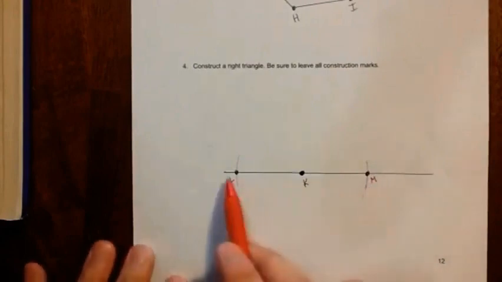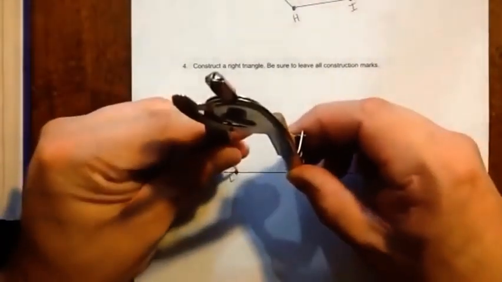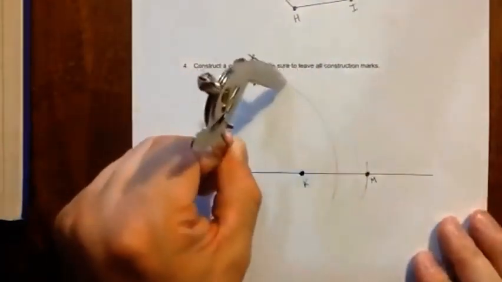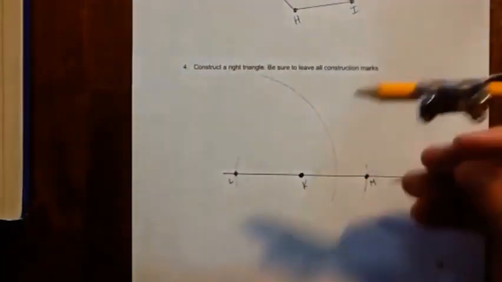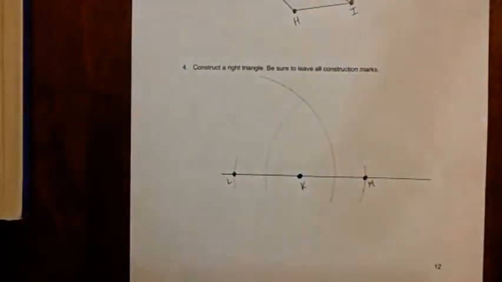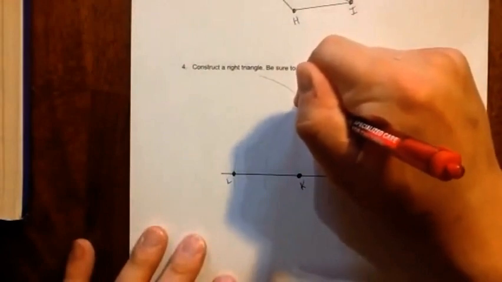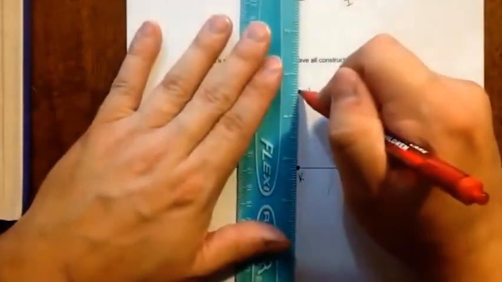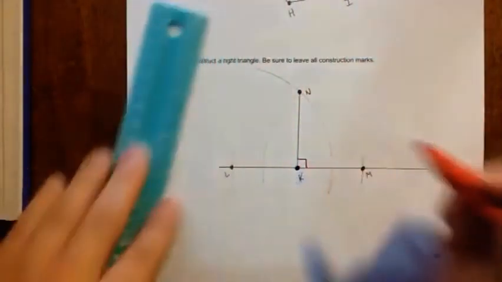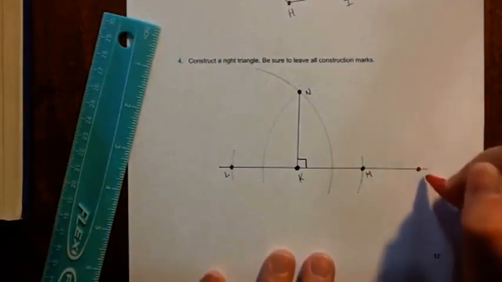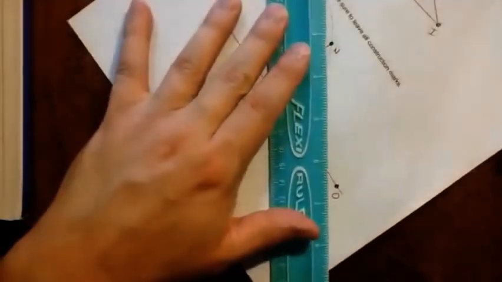And now we just create a perpendicular bisector of this segment. So set it at L and set it to more than half the length. I'm just going to draw my arc above because we only need 2 points to create a line, and we've already got K. So now we have N. And I'm actually not going to draw it as a line. I'm just going to draw it as a segment. And there's my right angle of the right triangle. Now the last part is merely to draw another point, O, somewhere on the line.